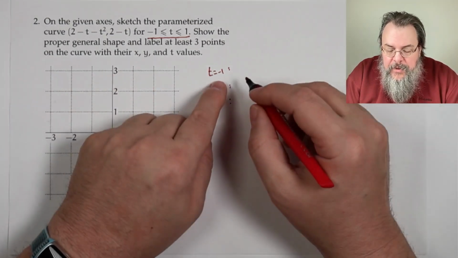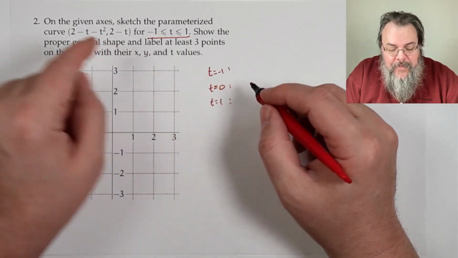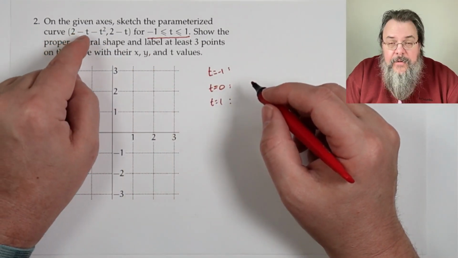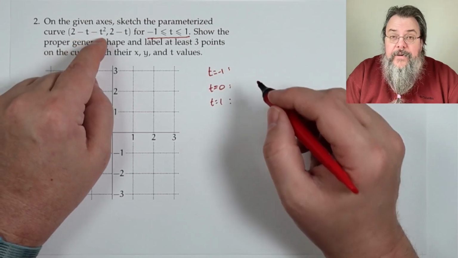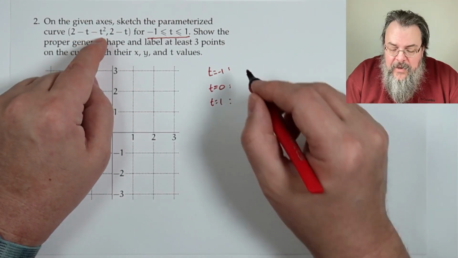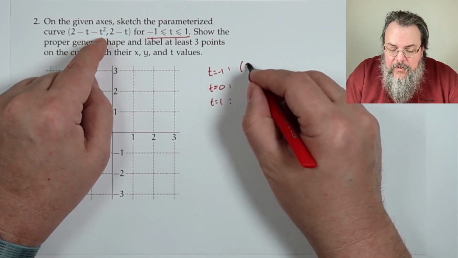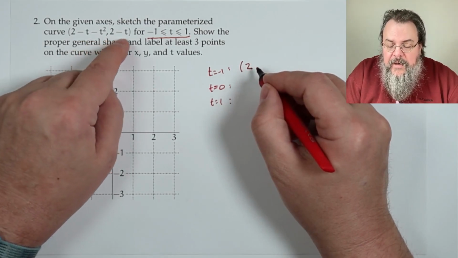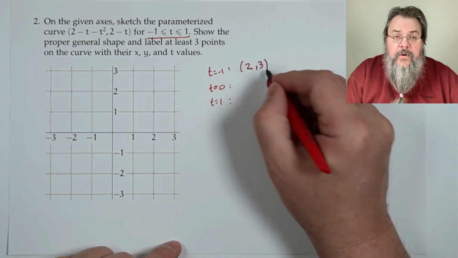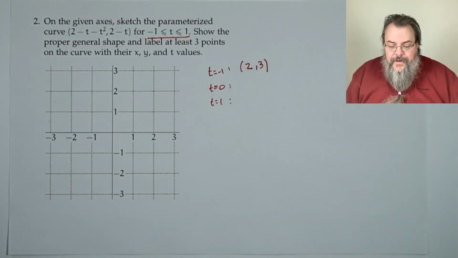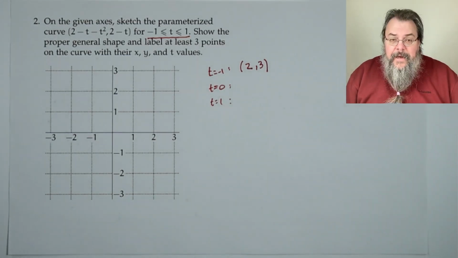So we'll start with -1. That's probably the hardest one to do here. 2 subtract -1. So that's really 2 plus 1. So that's 3. Subtract -1 squared. So that's subtract 1. So that's going to give us an x value of 2. And y is 2 subtract -1, which is really 2 plus 1. So that's 3. So we get 2, 3. Good. How about 0?